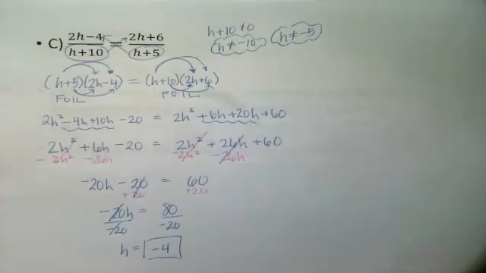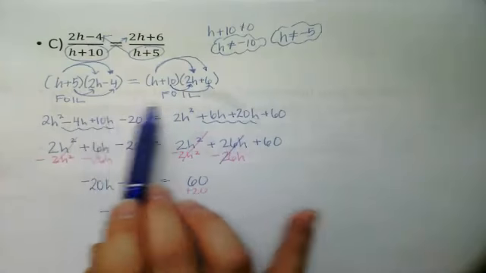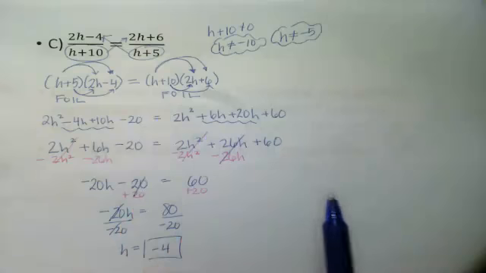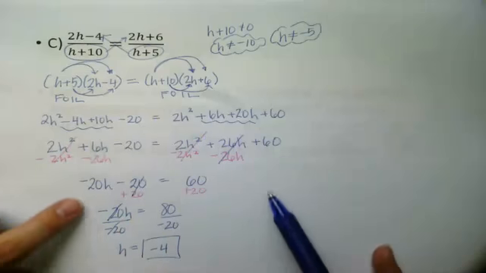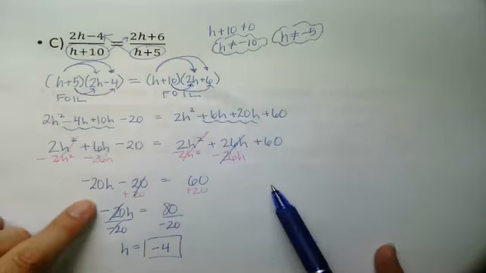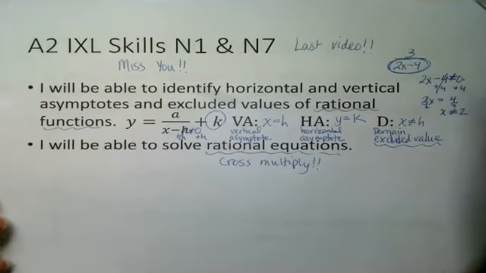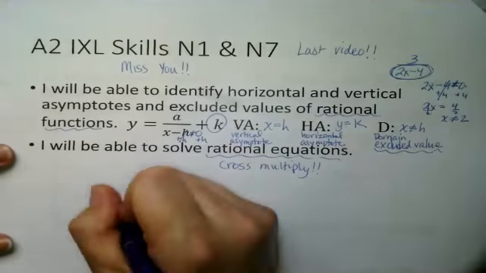So again, this is what you're doing. It's good practice foiling binomials here, combining like terms. These mostly seem to be resolving to a linear equation to solve, which is nice. But again, if you need help, please send me an email. I'm happy to help you. We can do Zoom, or I can just email you pointers.